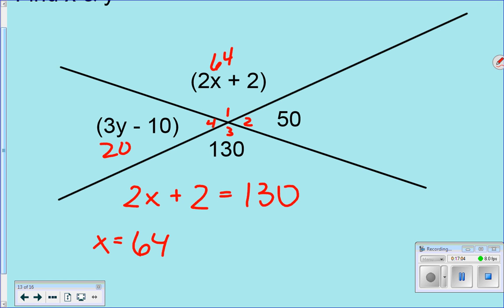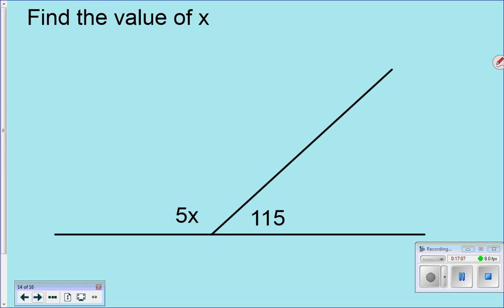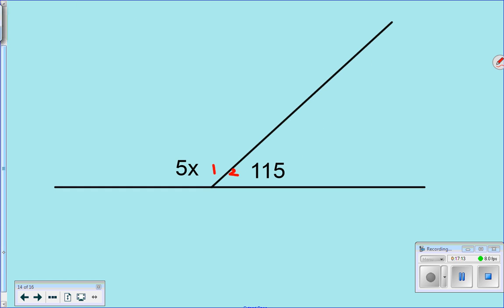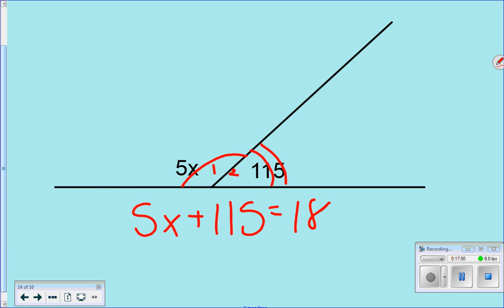Okay, let's do another one. All right, so here are my angles. We'll call this angle 1 and angle 2. So angle 1 is 5x, and angle 2 is 115. Now, before you solve anything, just wait. Are they vertical? They aren't across from each other. They're adjacent this time. But what do I know they should be together? They should be 180 together. So I know this plus this should be 180. So 5x plus 115 equals 180.